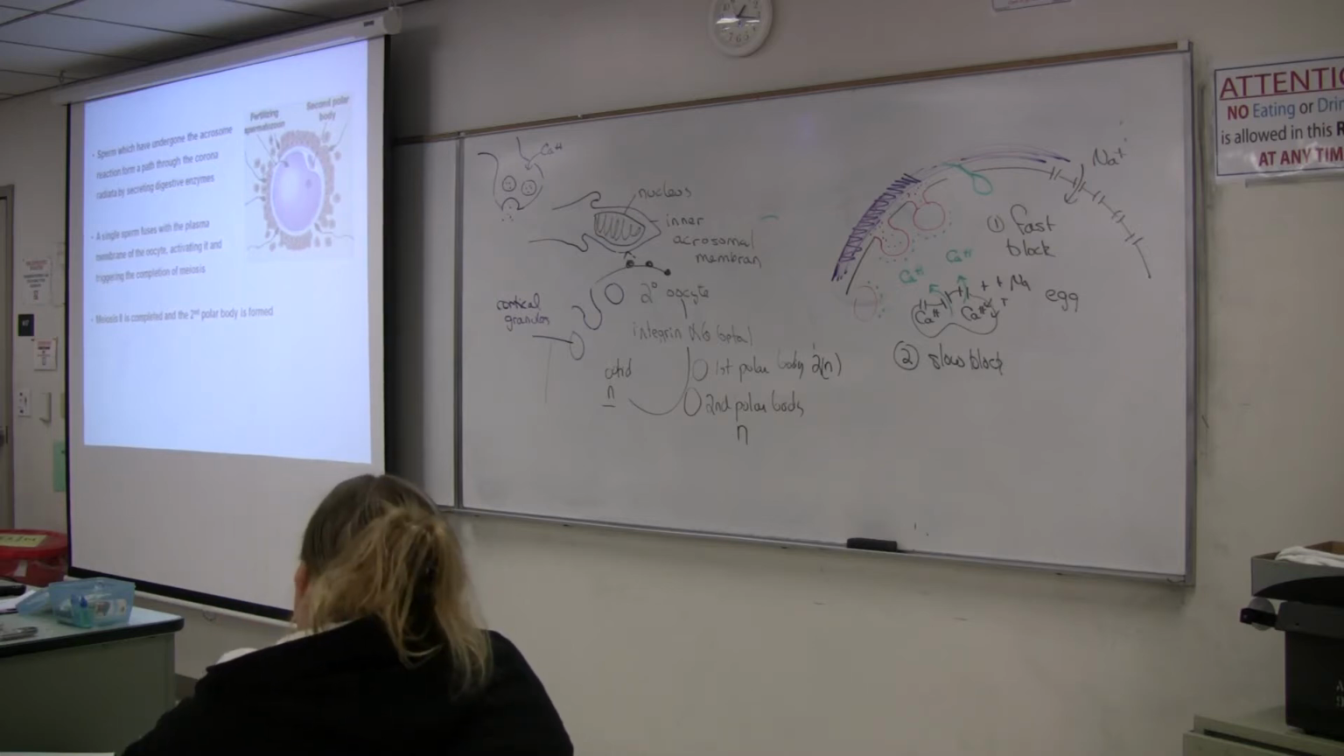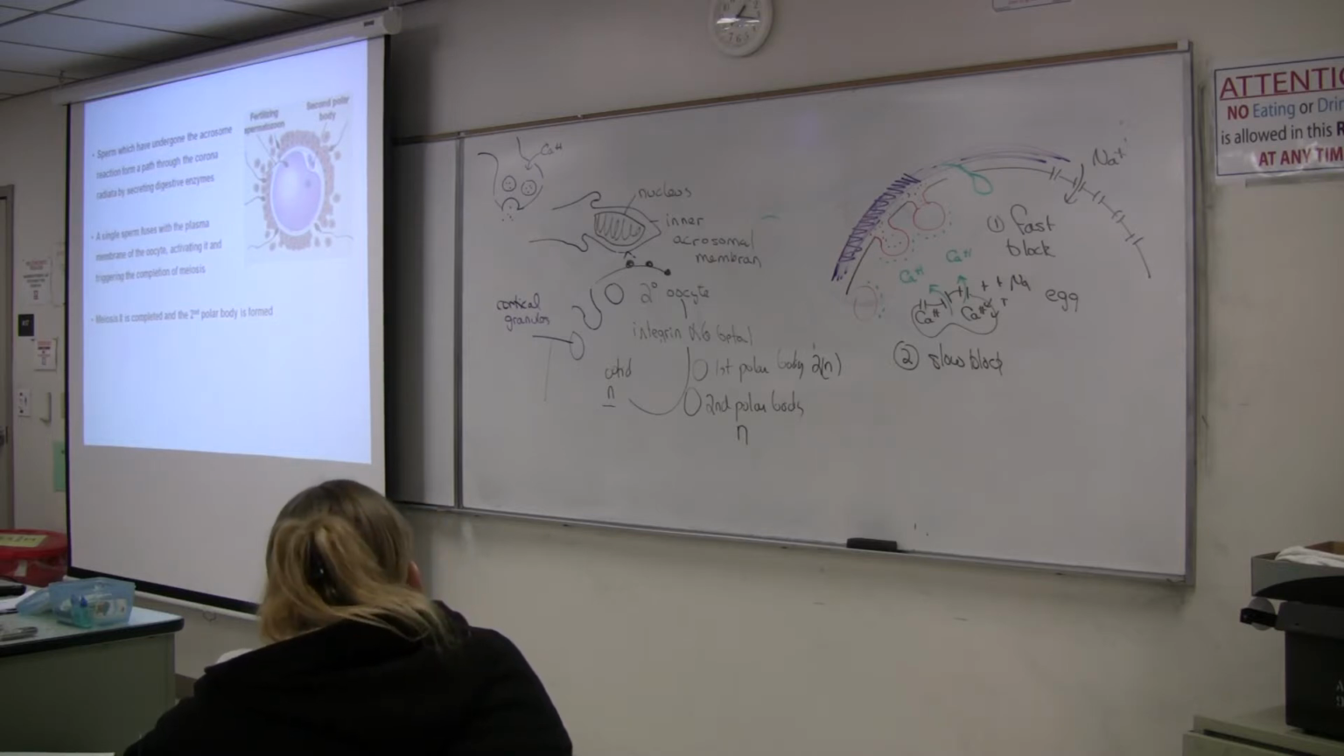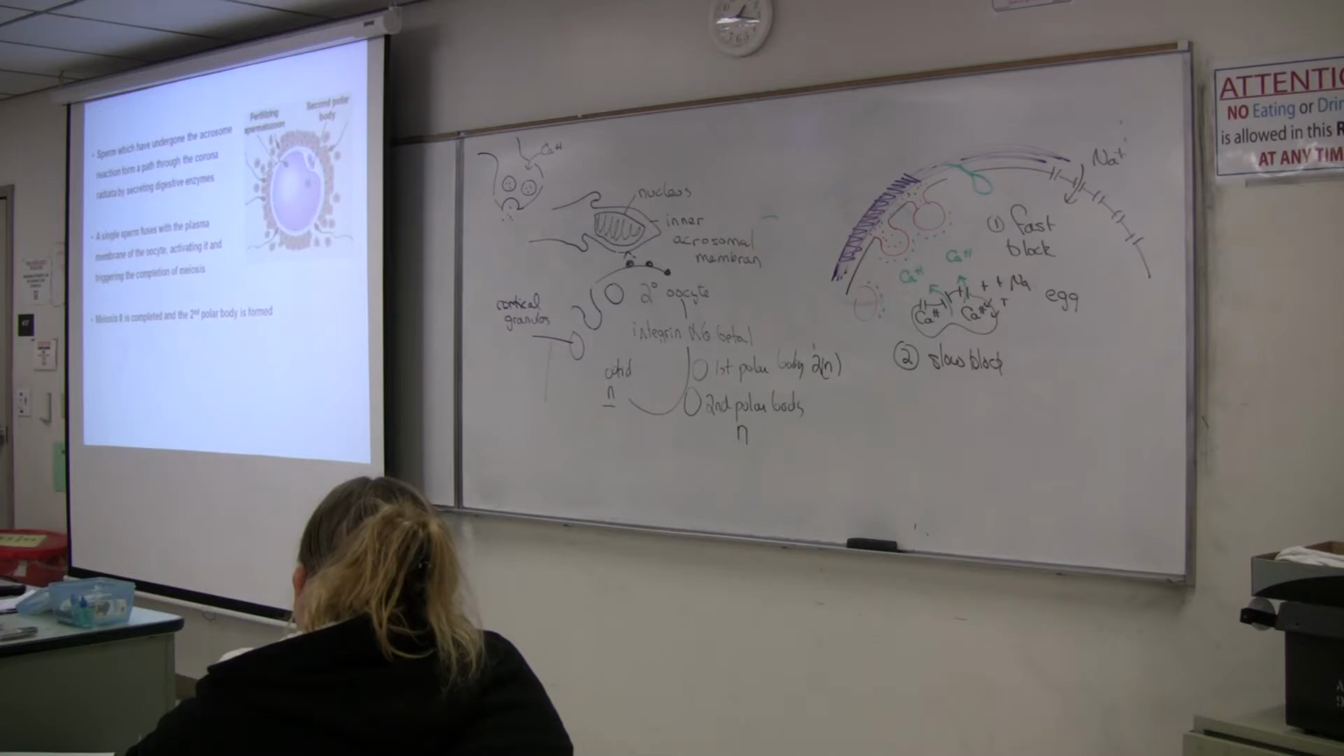So the cortical granules contain molecules, some of which are enzymes, that leave the cell after they fuse, and they change the nature of the zona pellucida. How about the proteins on the oocyte? Those are affected primarily by the fast block.